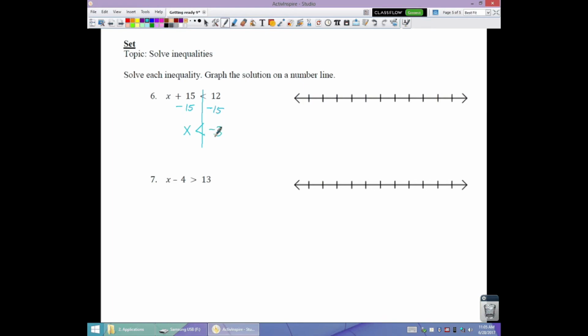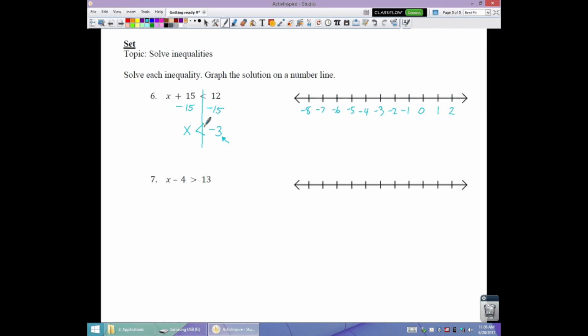Now, on the number line, the way I usually set mine up is the number that is in my inequality, I usually put somewhere in the middle of the number line. You can count by whatever you want, but you might as well count by ones. Make sure you do get the numbers in the correct order. Since these are in the negatives, they look backwards.